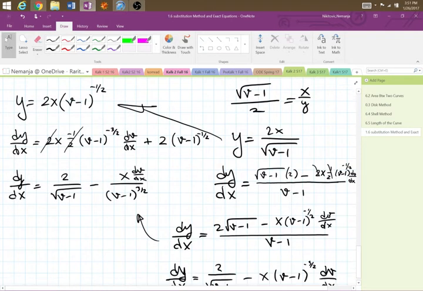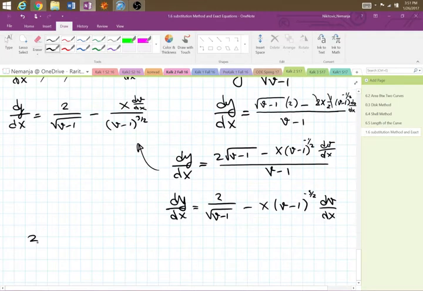All right. I have dy/dx. So 2 over root v minus 1 minus x dv/dx. Now, I'm still not sure if this is going to work out. If it doesn't work out, we change the substitution. There's something else that I have in mind, but let's see how bad this can get.